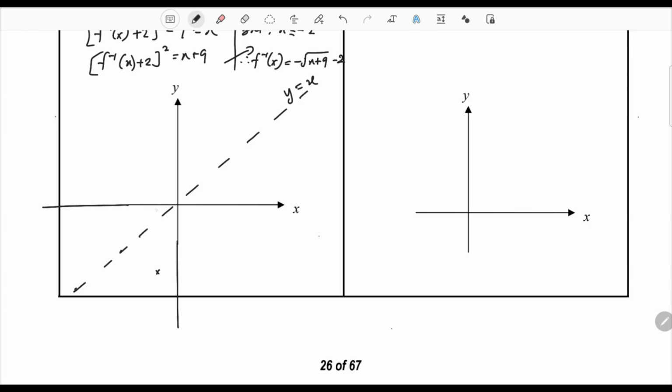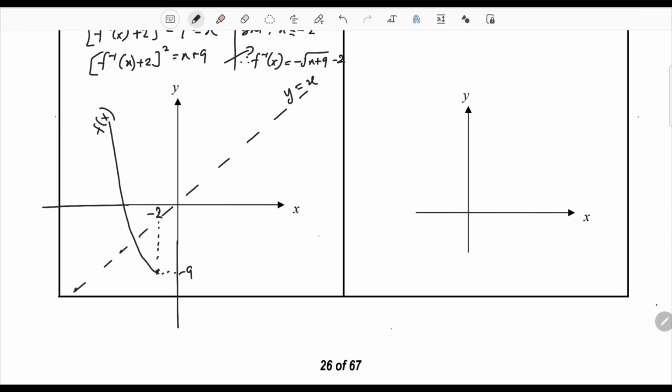So this is negative 2. This is negative 9. Sorry. So the graph will be something like this. So this is your f(x).